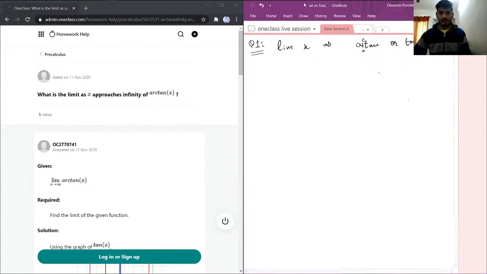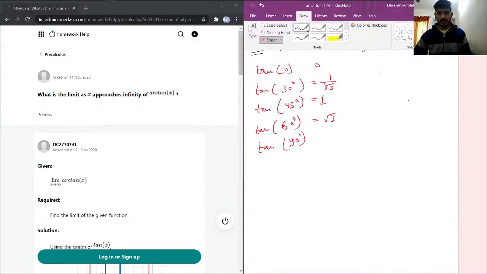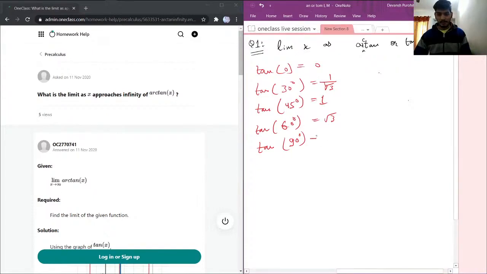So I remember the trigonometric ratios of tangent of 0, which is 0. Tangent of 30 degree was 1 over root 3, and tangent of 45 degree was 1. Tangent of 60 degree was root 3. Then tangent of 90 degree was not actually infinity, it approaches infinity. Here the others are exact values, but this case is approaching infinity.